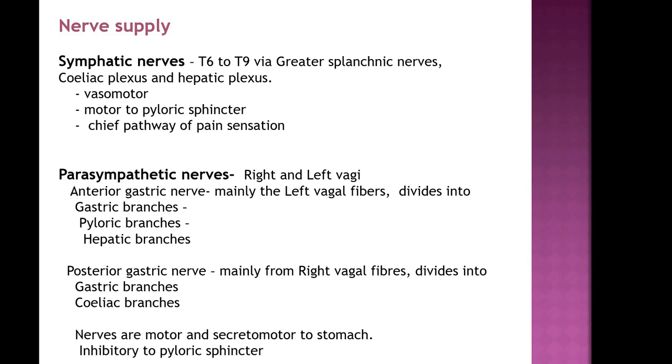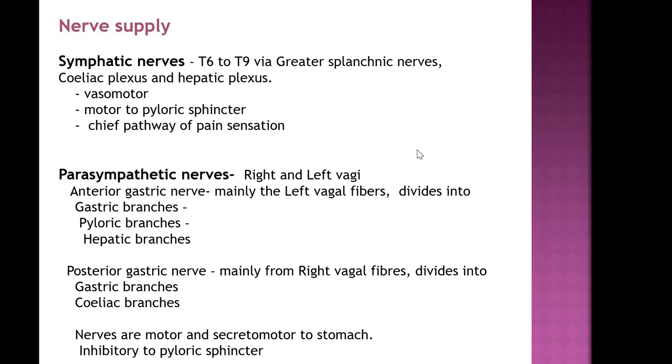So it is supplied by the sympathetic and parasympathetic nerves. The sympathetic nerves are derived from T6 to T9 of the spinal segments via the greater splanchnic nerve, celiac and hepatic plexus. The sympathetic nerves are vasomotor, motor to the pyloric sphincter, and inhibitory to gastric musculature, and this is the chief pathway for pain sensation.